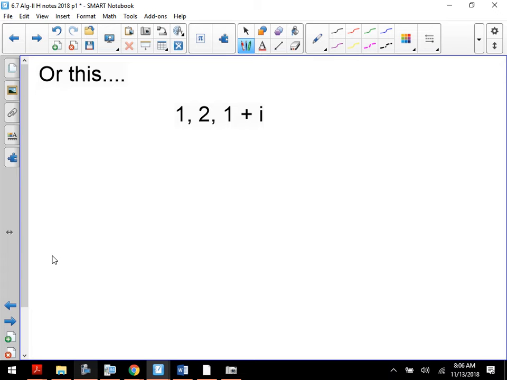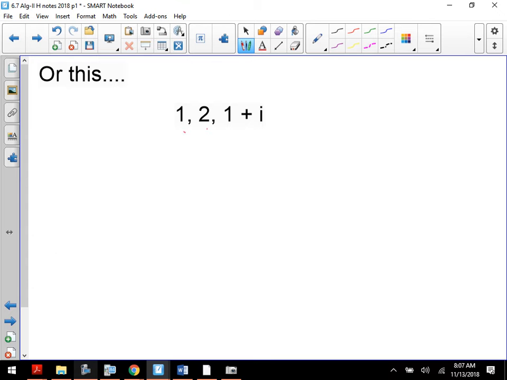i's come in pairs. Okay? So if there's a 1 plus i, there has to be a 1 minus i. If there's a 3 minus i, there has to be a 3 plus i. If there is a negative 4 plus i, then there has to be a negative 4 minus i, and so on and so on. So what should the degree of the polynomial be when we're done with this? It should be a fourth degree polynomial.